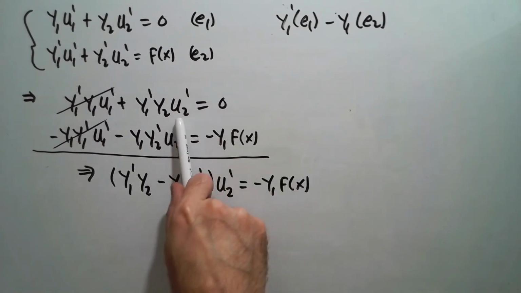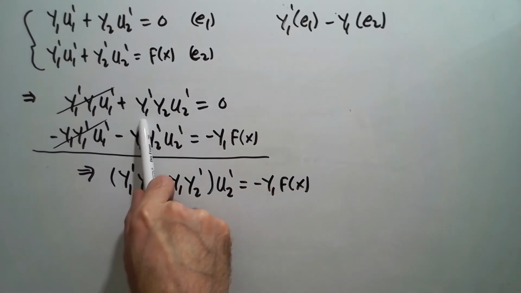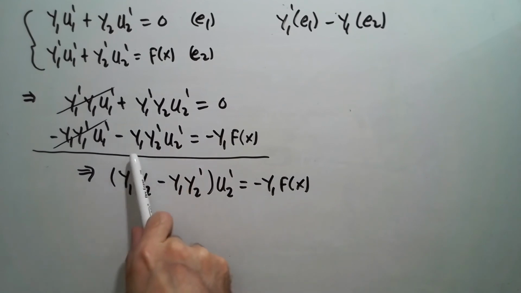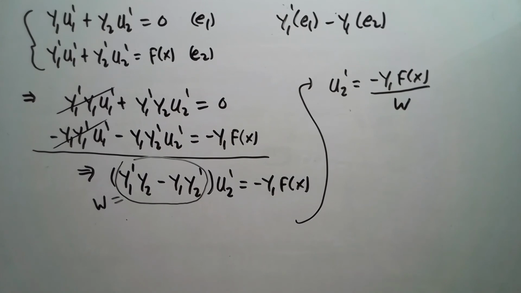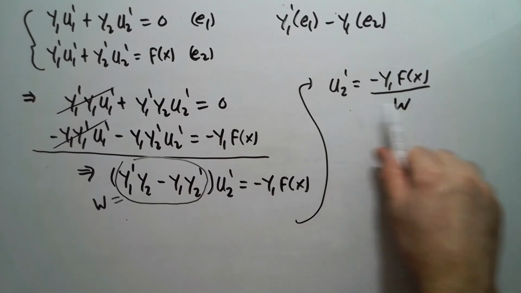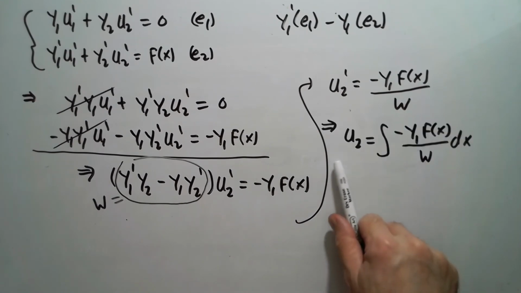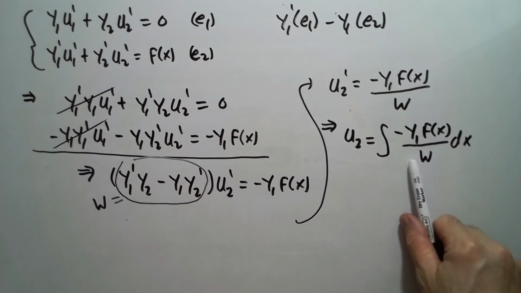Okay, so combine these, they both have a u2 prime. So I pull it out on this side, and it'll be y1 prime y2 minus y1 y2 prime. And notice actually this right here is the Wronskian. So this guy's a Wronskian. We can then solve for u2 prime by dividing by the Wronskian, and then we can integrate both sides to find u2. So integrating both sides, we get u2 equals this. And that's what we're trying to show for that one.